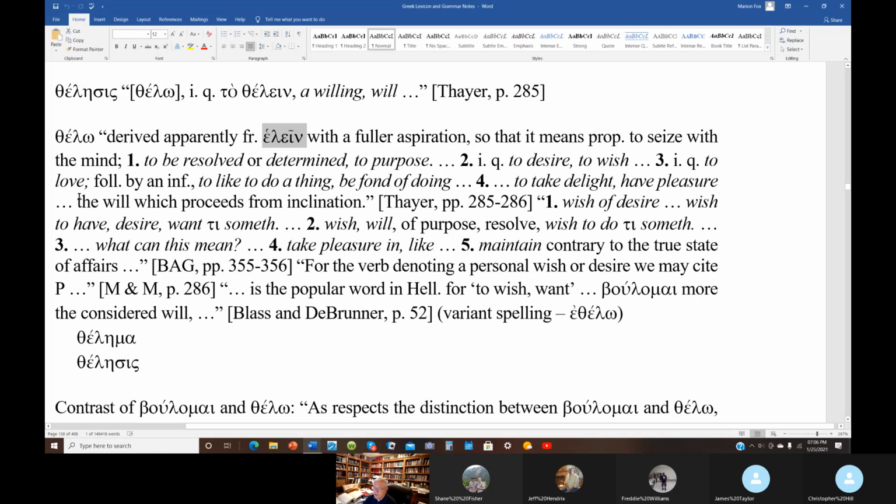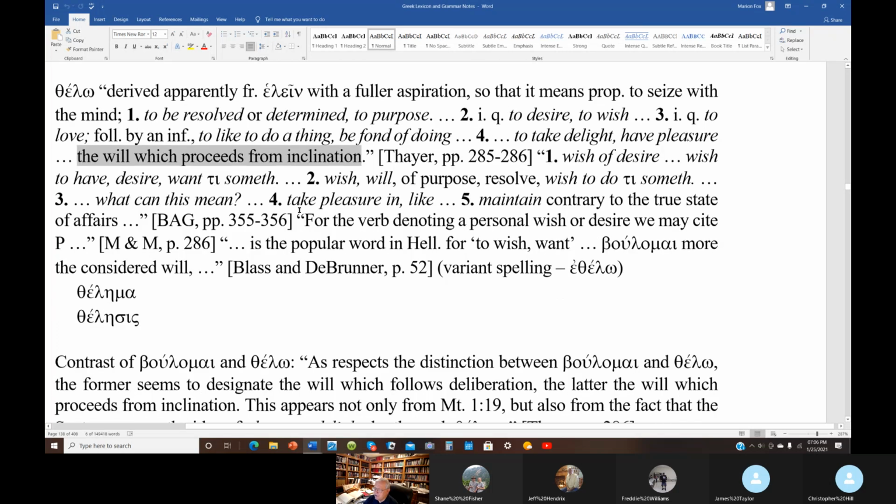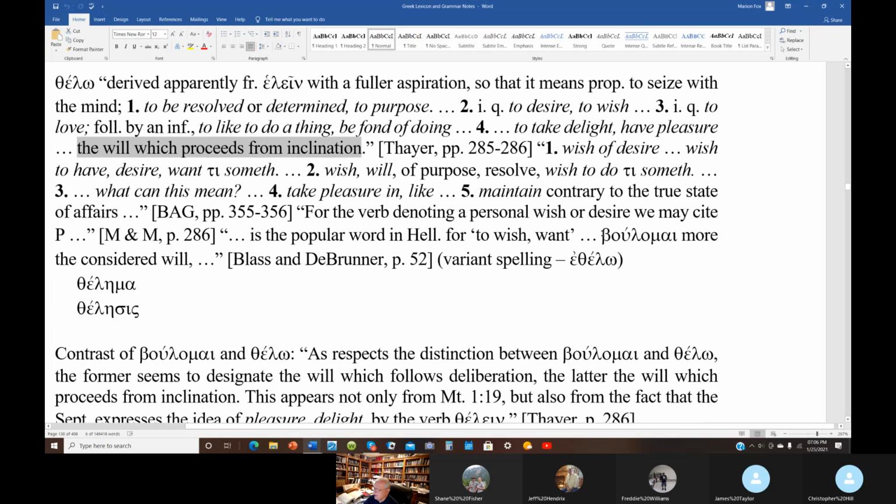Right here, he tells it's the will that proceeds from inclination. I'm just inclined that way. That's the way I am. Now we have another word that is different from this, and it's boulomai. It's the more considered will. See, you've thought it out.